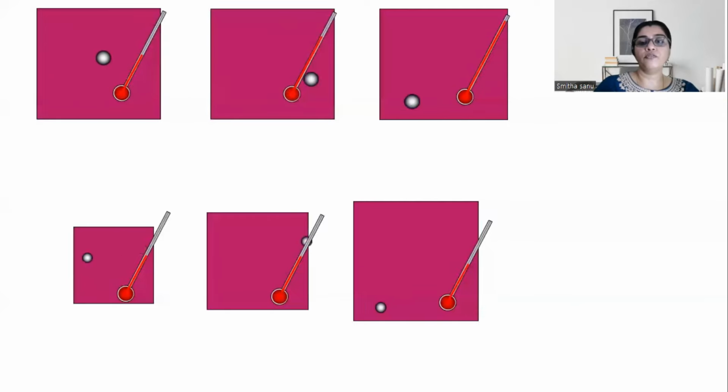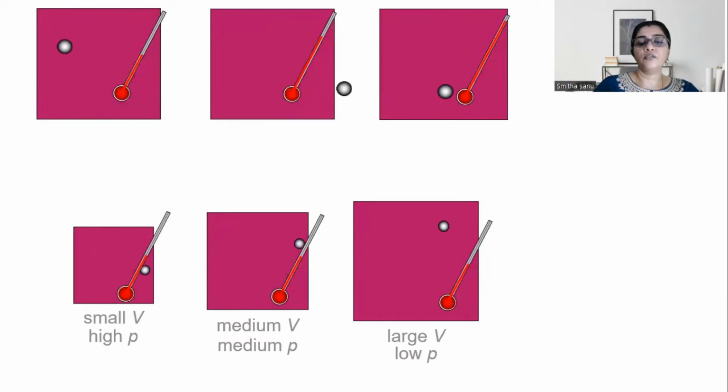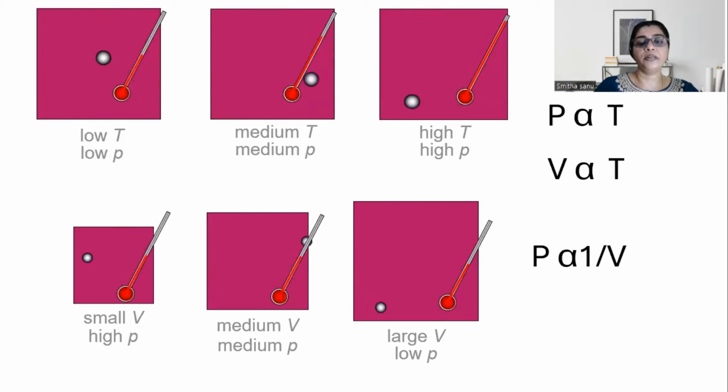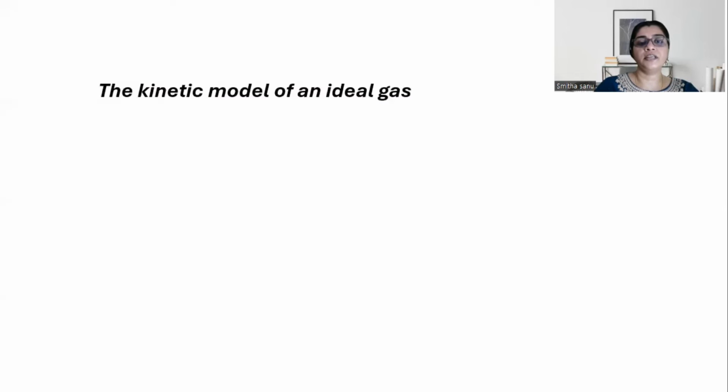So comes the first law, which is, as the temperature increases, pressure increases, which is P is directly proportional to T. The same thing is applicable to volume. As the volume increases, the temperature also increases. And the last one, we can see that pressure is inversely proportional to volume. That is, the higher the volume, the less the pressure. So these are the three gas laws that we are investigating.